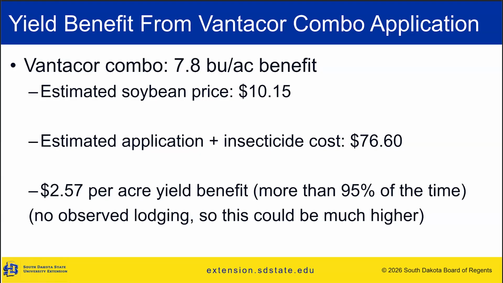That's not ideal for resistance management. If we look at the Vantacor, we'll notice right away the estimated application cost is much higher. The benefit was still close to 8 bushels per acre, but it costs a lot more to use Vantacor. It's just a little bit more expensive on the front for the product. And 2 treatments of Vantacor would net you $2.57 per acre.